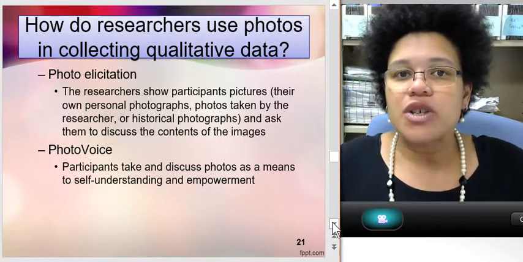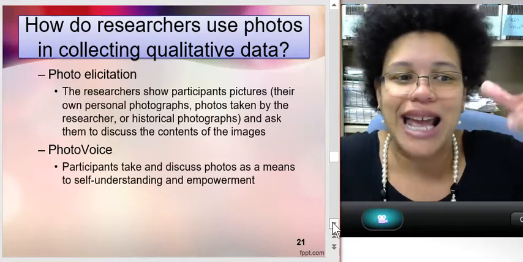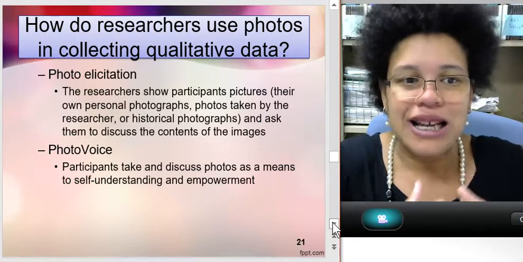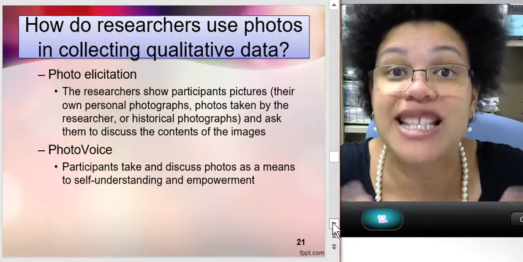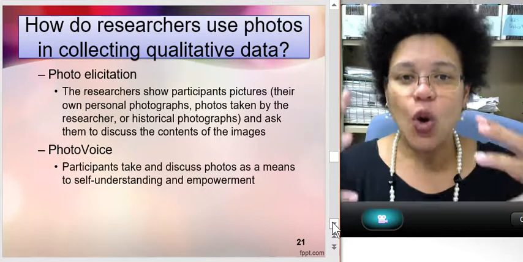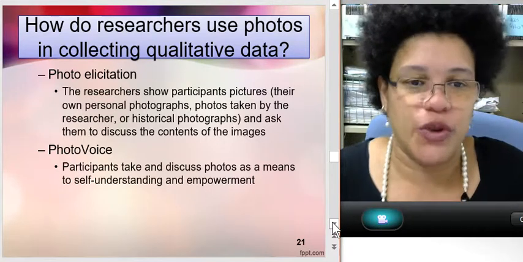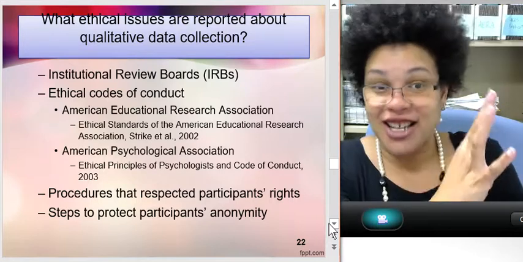Now, another thing you can do is this procedure called photo voice, where the participants actually take and discuss their photographs. And this is seen as a way of empowering the participants, because they're in a way creating the data that they're bringing to you. They're in a way co-researching with you. Okay, so that's about data collection.